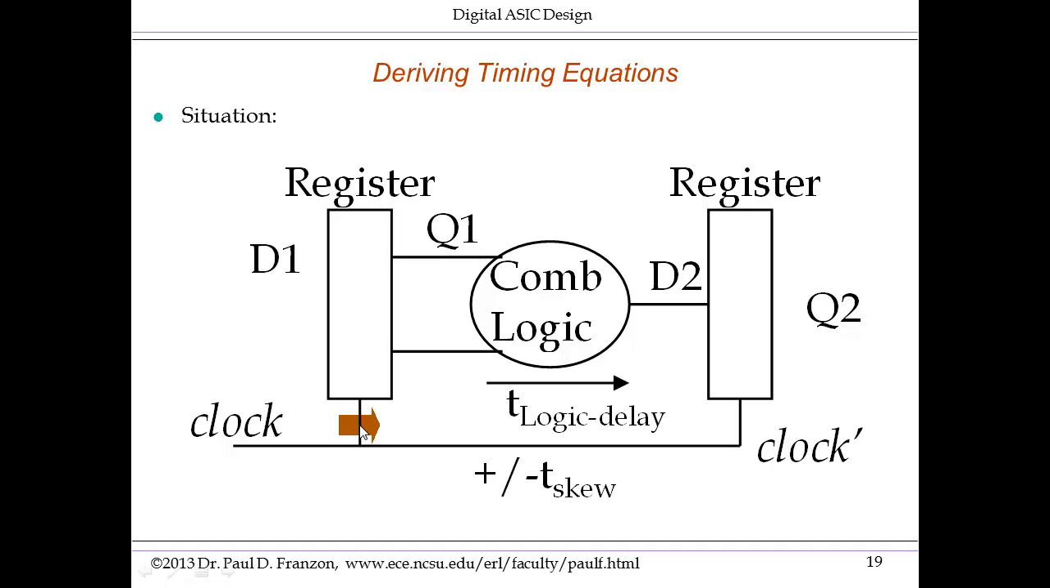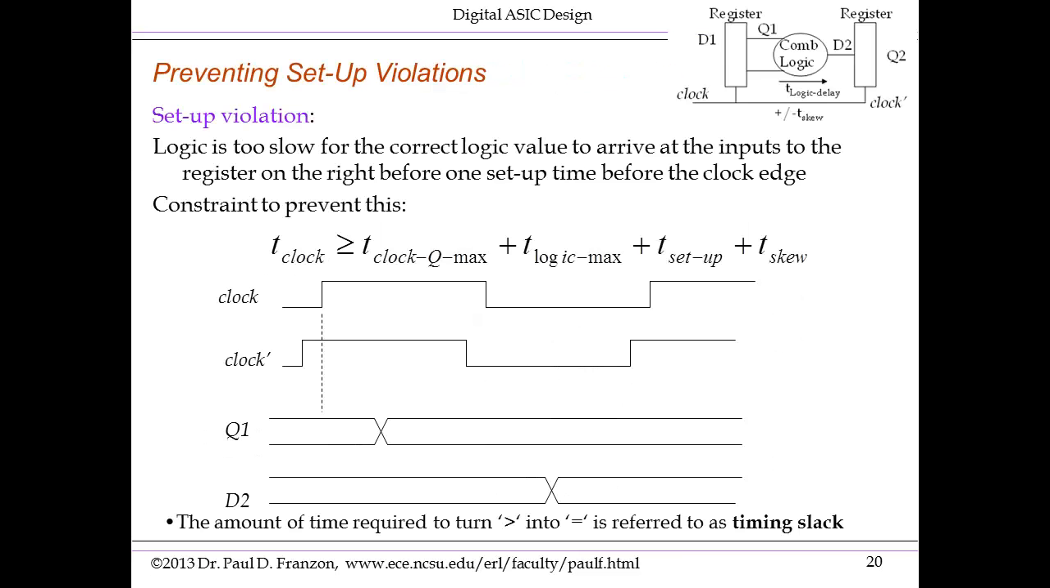I'm going to give the clocks at the two registers different names to account for the skew. You can call the clock 2 clock dash. And remind you that we cannot predict in advance which direction the skew will be, whether it will be positive or negative. So let's look at setup violations first. And just for reference, I put the previous figure, the figure on the previous page, in the top right corner.